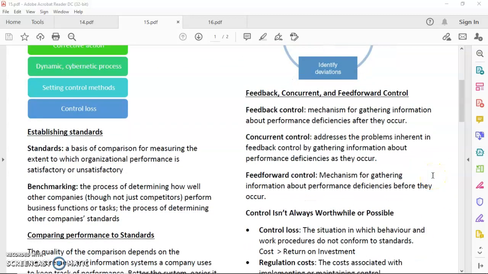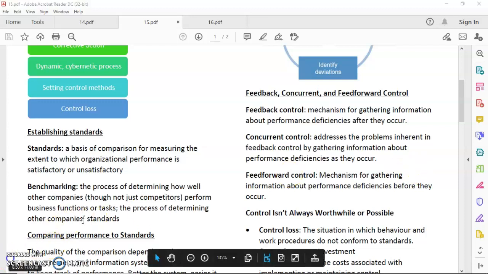After, the feedback, concurrent, and feed-forward control. So feedback control is a mechanism for gathering information about performance deficiency after they occurred. Also, concurrent control addresses the problem inherent in feedback control by gathering information about performance deficiencies as they occur. And finally, we have feed-forward control, which is a mechanism for gathering information about performance deficiency before they occur.